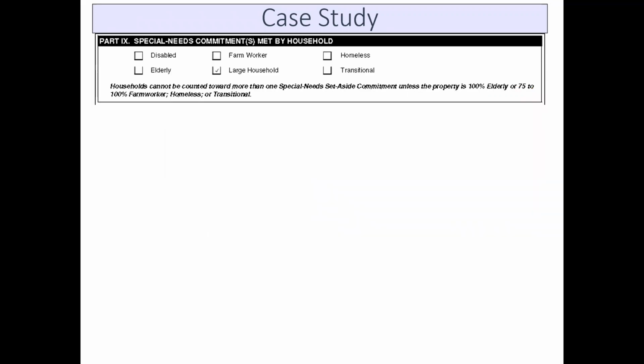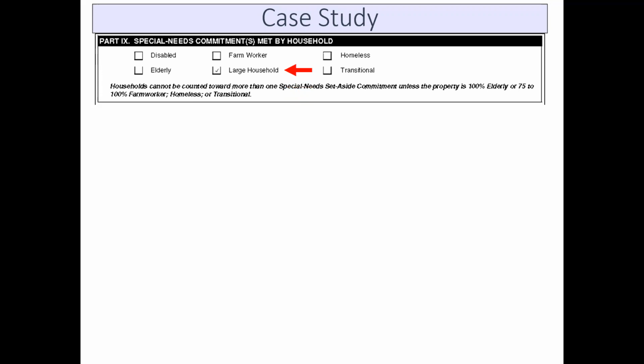The next section is that special needs area. If you looked at that Exhibit B, you'll notice that they have a set aside for disabled and a set aside for large household. Large household is what was checked here. However, we know from looking at the disability certification that Harold also qualifies as disabled.